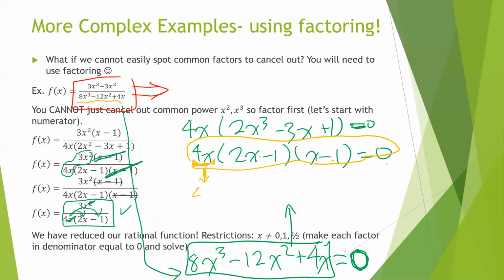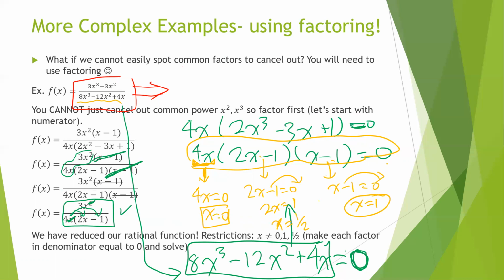So I have to check when is 4x equal to 0. It's equal to 0 at 0. Pretty easy. When is 2x minus 1 equal to 0? It's equal to 0 when 2x is equal to 1, and then it's equal to 0 when x is equal to a half. And the last one, when is x minus 1 equal to 0? Well, I can solve this pretty easily. I move the negative 1 over, and then I know that this is equal to 0. The whole function is equal to 0 at 1.